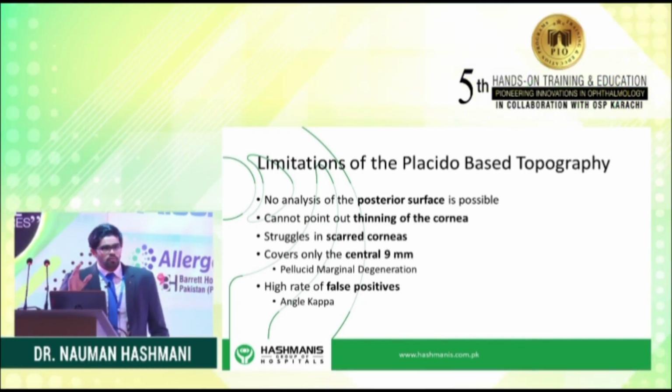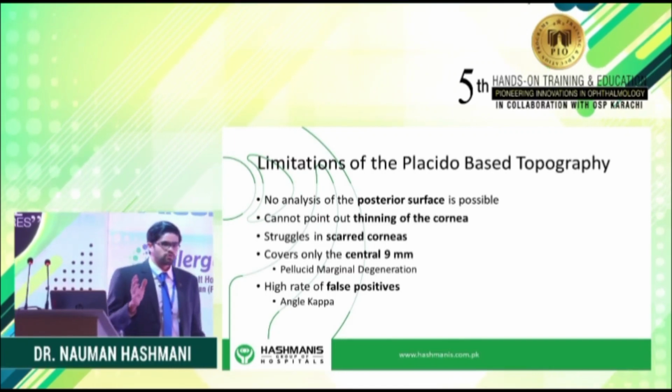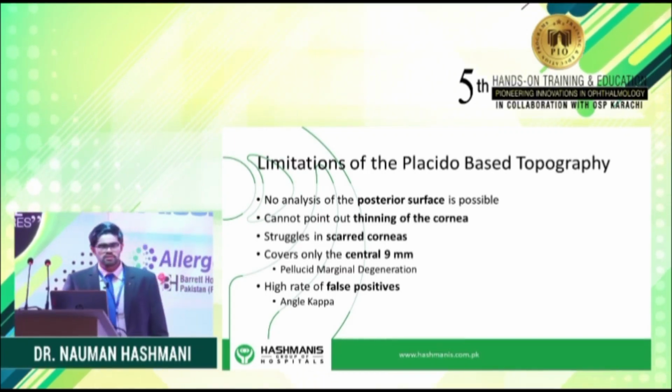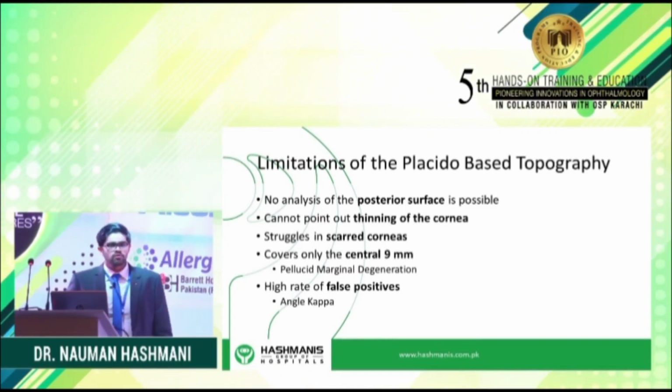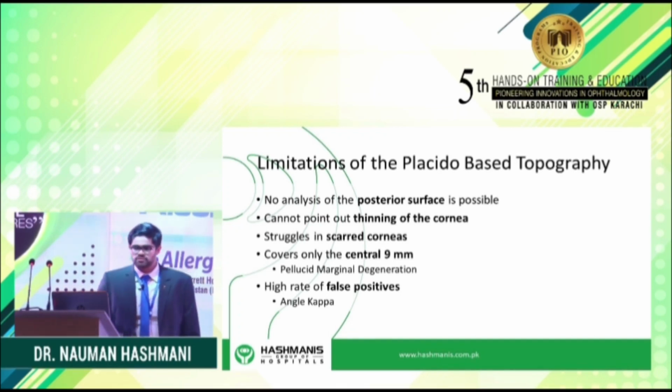And then, even the best of topographers only look at the central 9 millimeters. Because of that, not only did we previously overdiagnose patients with pellucid marginal degeneration, as you will see, we also can't see a lot of patients that have pathology outside the central 9 millimeters. I'll go over angle kappa and why it leads to false positives in the next few slides.